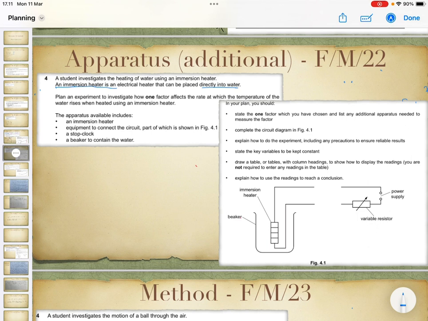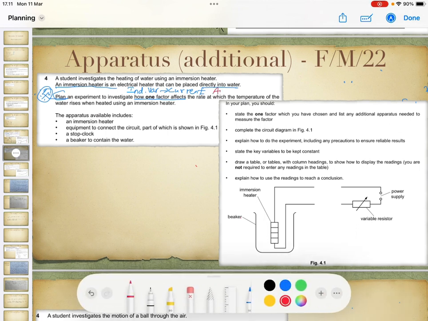Fine. Now plan an experiment. Keyword: plan an experiment to investigate how one factor, what was the factor we selected? That is the independent variable, right? What was the independent variable we selected, if you remember? That is the electric current. For me, it was the electric current that I picked. So what do you need to measure the electric current? Of course, you need an ammeter, right? So by changing the electric current, I need to plan my experiment so that I can find how it affects the rate at which the temperature of the water rises, right? So this is my dependent variable.